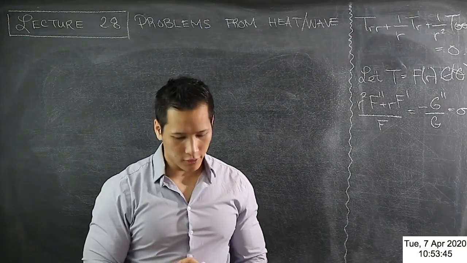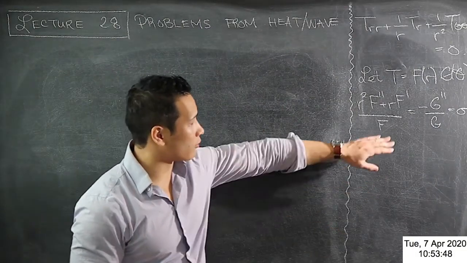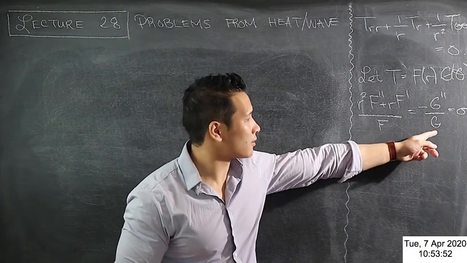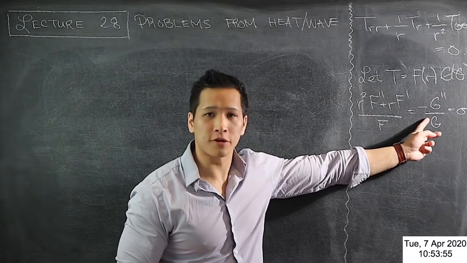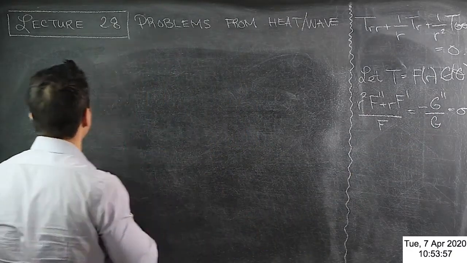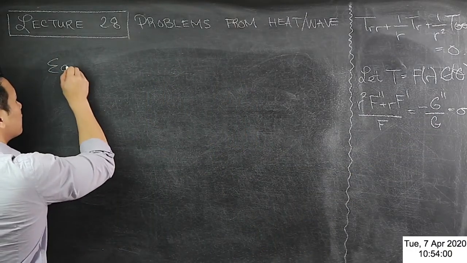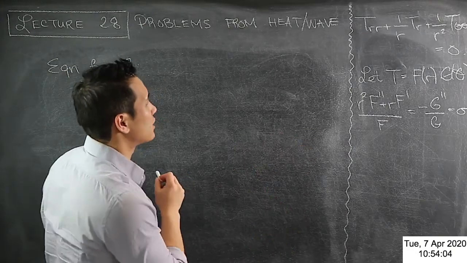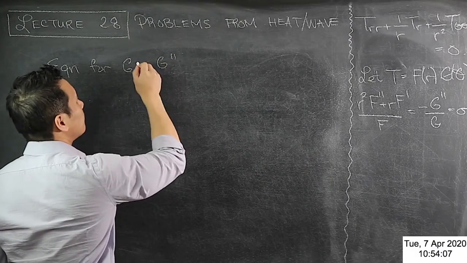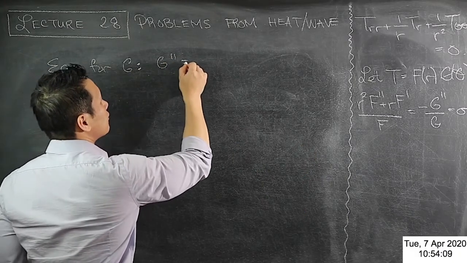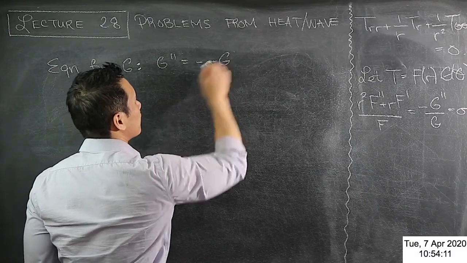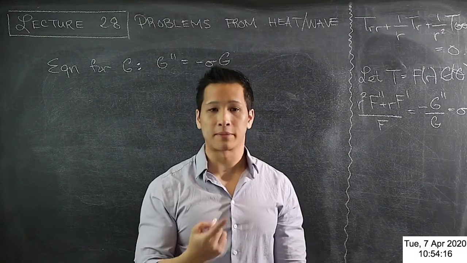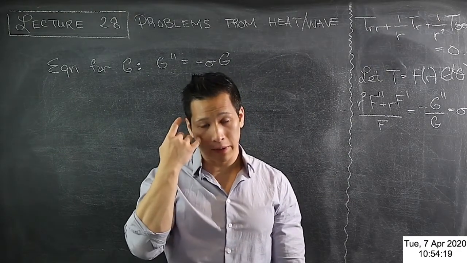Now you have to go through the different cases of sigma. Let's just look at the equation for G firstly. So I'll do that now on the left-hand side. The equation for G gives you minus G double prime equals sigma times G, so G double prime is equal to minus sigma times G. And then you have the different possibilities: sigma equal to 0, or sigma positive, or sigma negative.